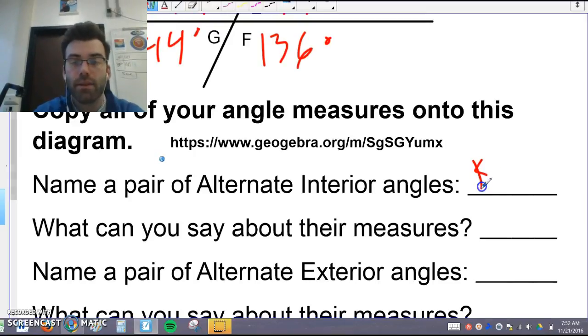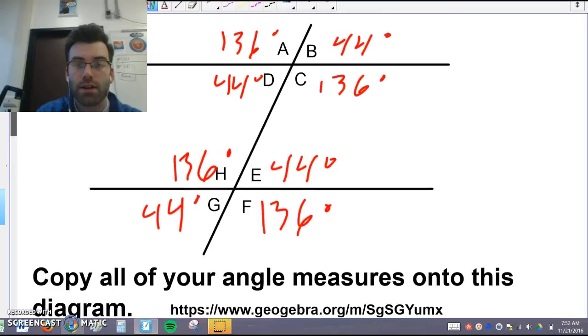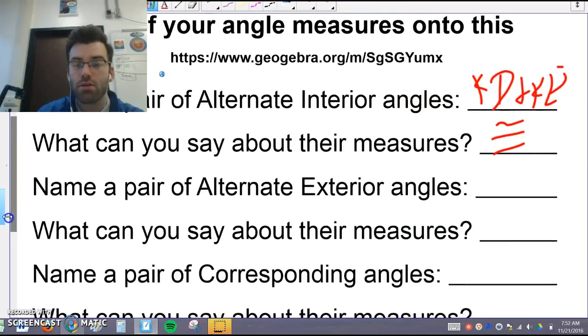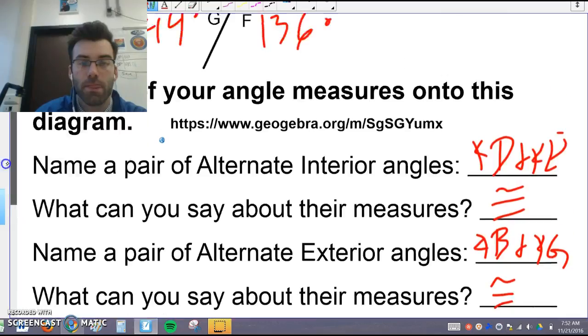So we got angle D and angle E. I'll just use those. Well, what can you say about their measures? They're congruent. Alternate exterior angles: you should have had angles A and F or angle G and B. So I'm going to write angle B and angle G, and those were congruent as well.